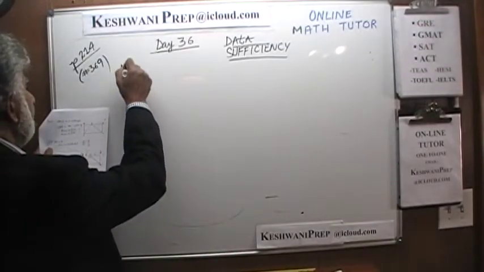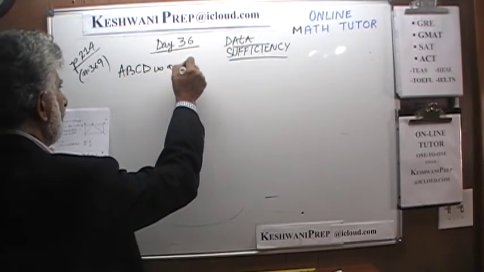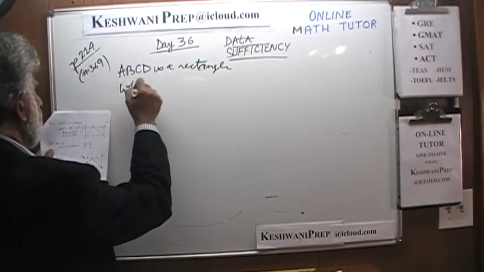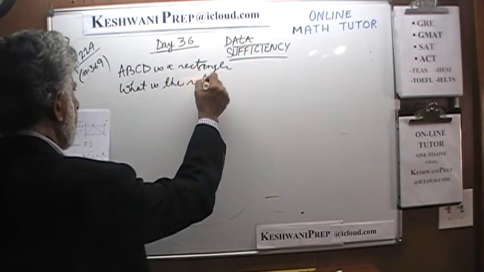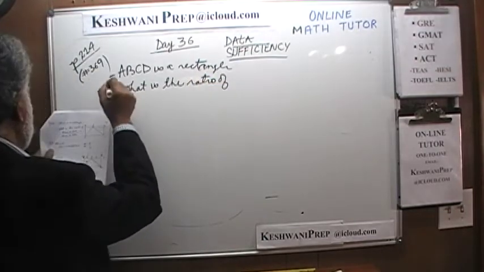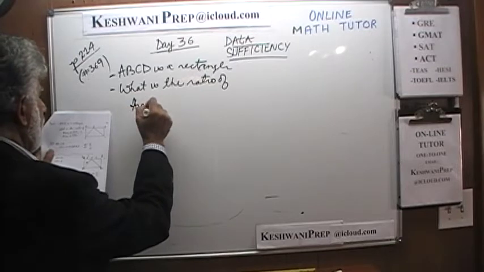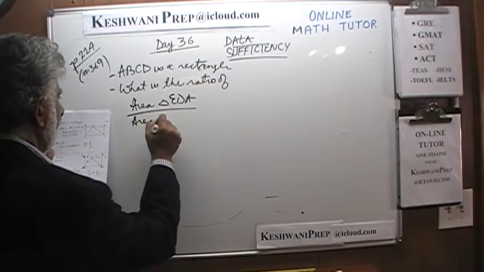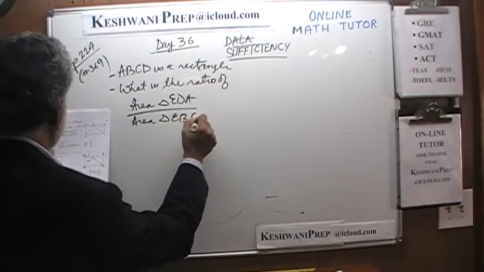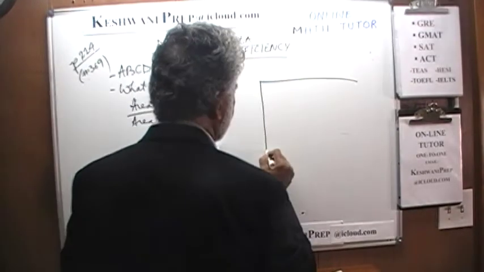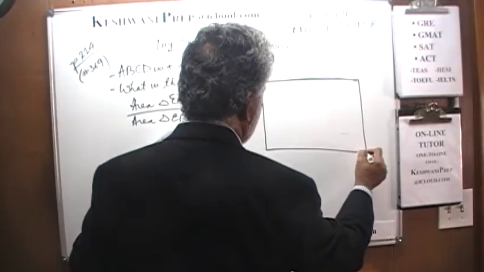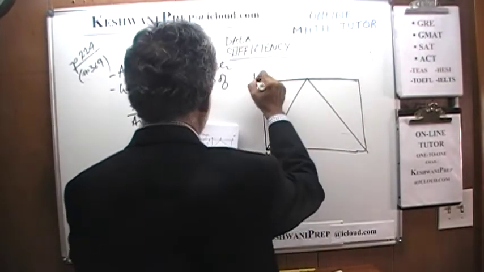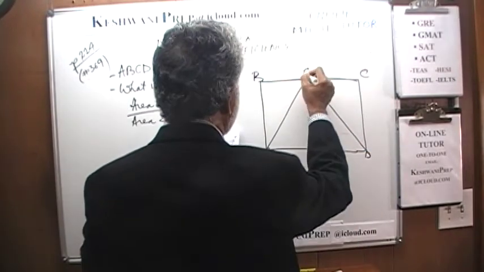Question three hundred and sixty-nine tells us that ABCD is a rectangle. The question is, what is the ratio of the area of triangle EDA over the area of triangle EBC? And here's the rectangle, A, B, C, D, and E.